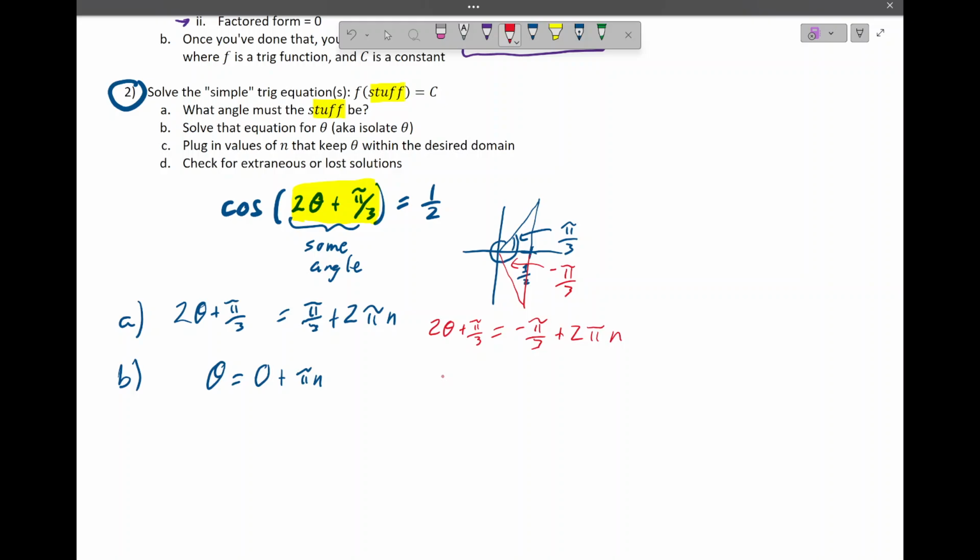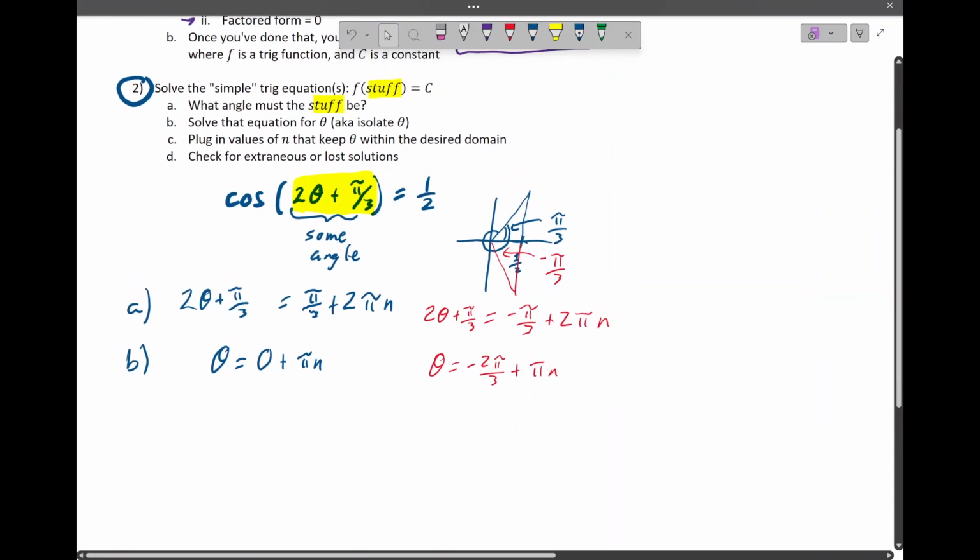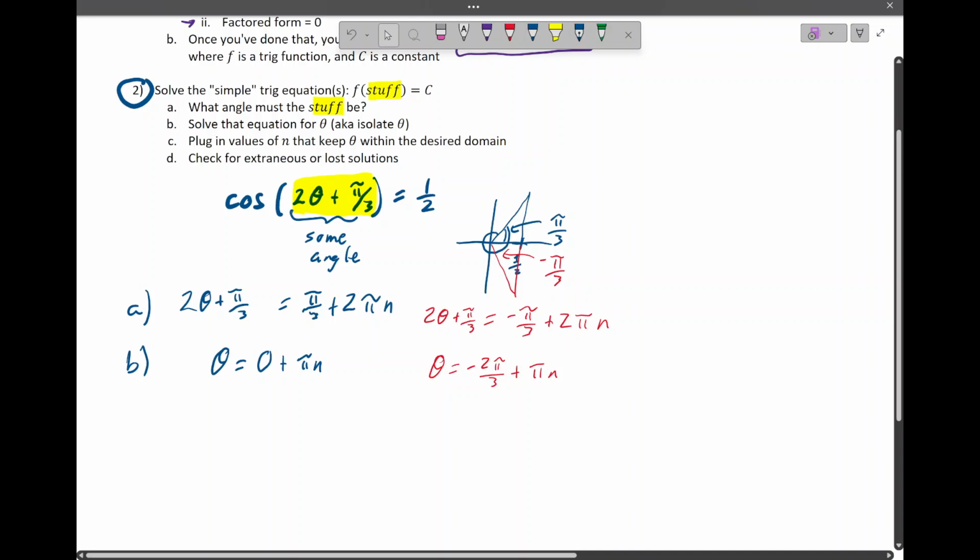Or in red, I'm going to get theta is equal to negative 2 pi over 3, plus 1 pi n. Sound good? I'm kind of more talking to myself here, just double checking, because again, I made this example up on the fly. Okay, so that's step B.